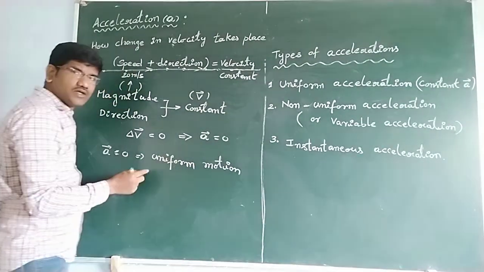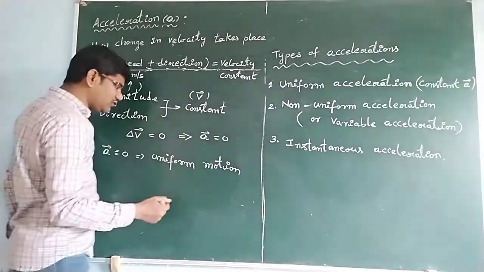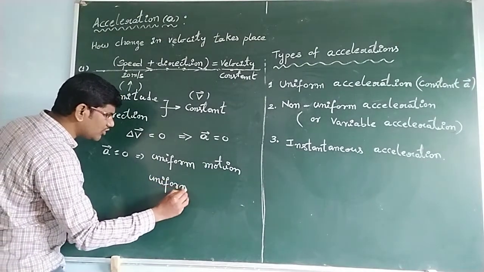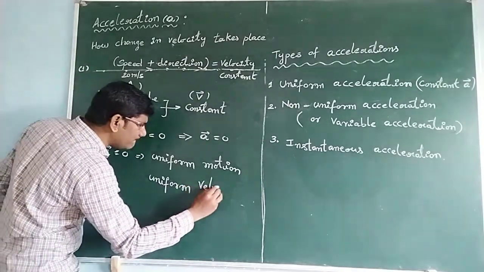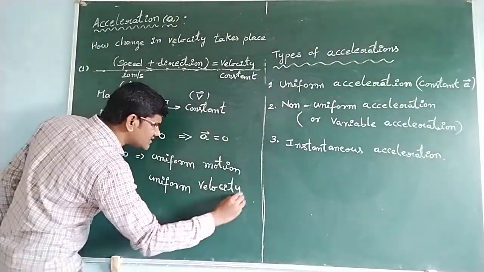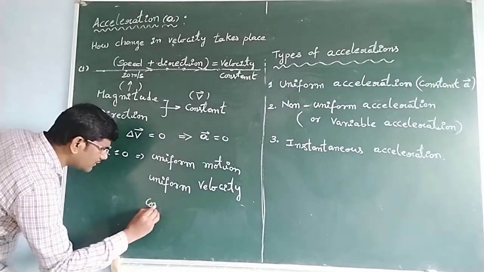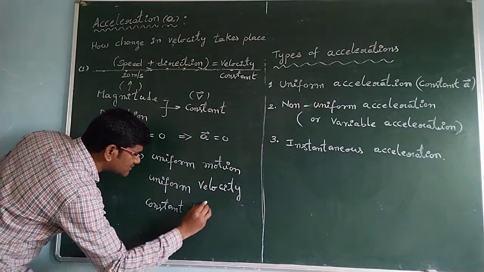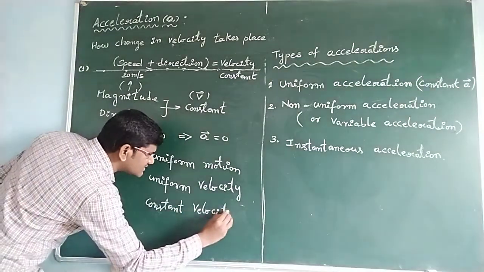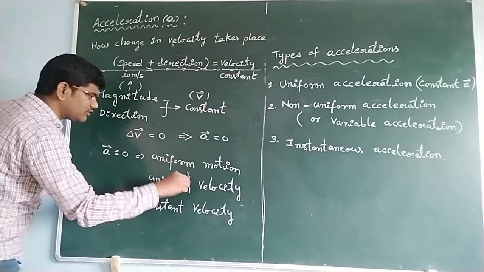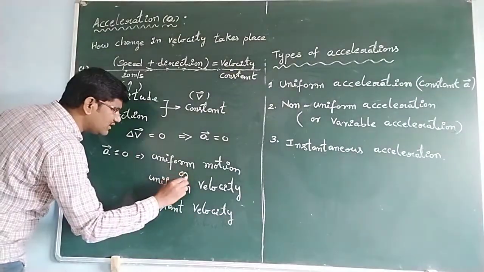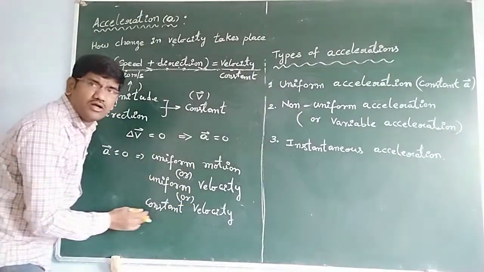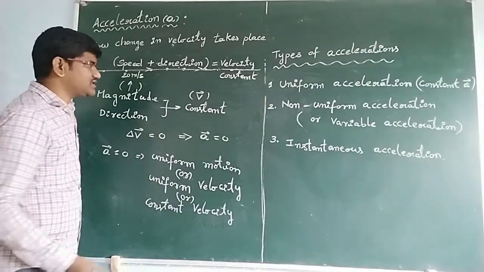Acceleration is 0 means you can say that the object is in uniform motion, or moving with uniform velocity, or another name is constant velocity. So the object is said to move with uniform velocity, or another name is uniform motion, or another name is called constant velocity, students. Okay.